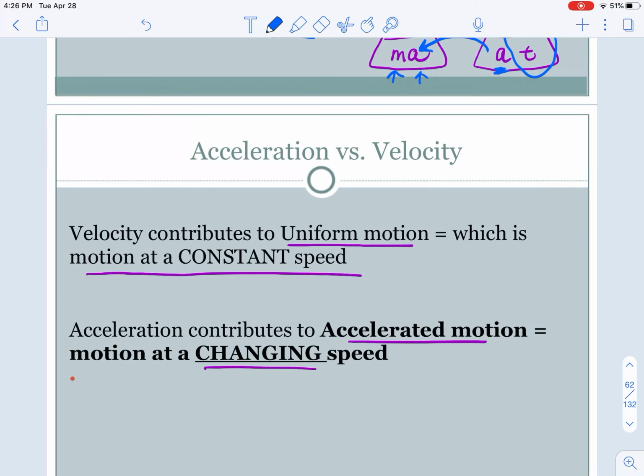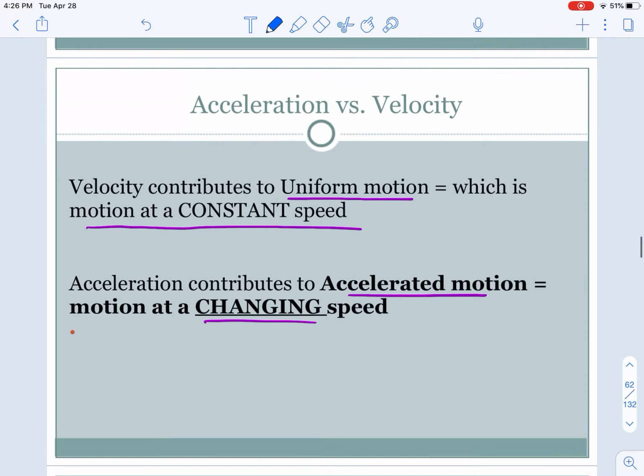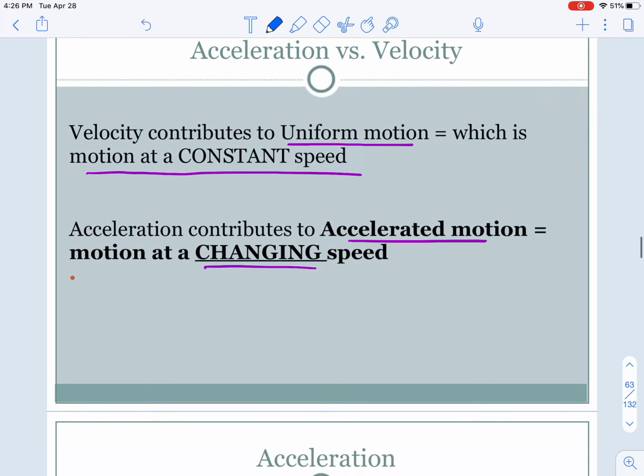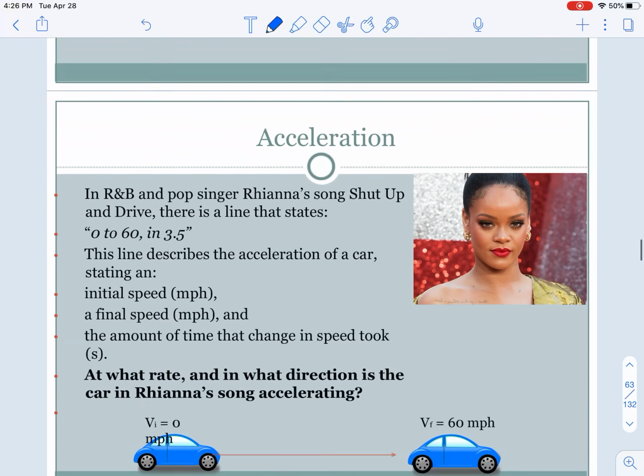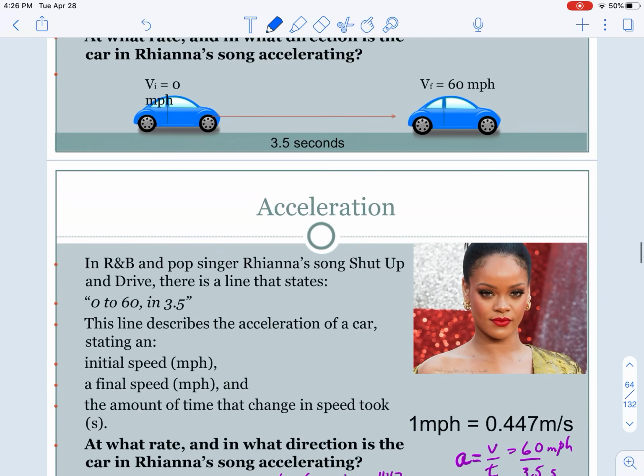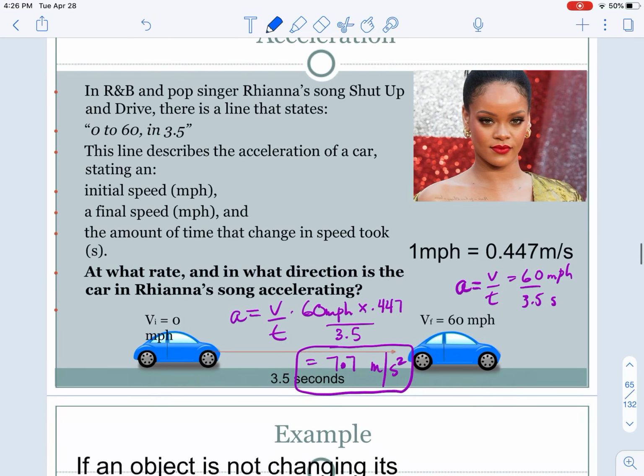With velocity, if it's going at constant speed, or something is speeding up uniformly, they call it uniform motion. Whereas if it's changing speed, going faster and faster, like you at a stop sign and going up to 100 kilometers an hour, that would be called accelerated motion, or acceleration. Whereas if you're going 100 and slow to a stop at the stop sign again, you would be decelerating.